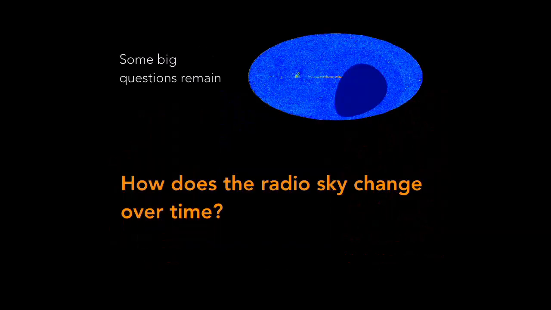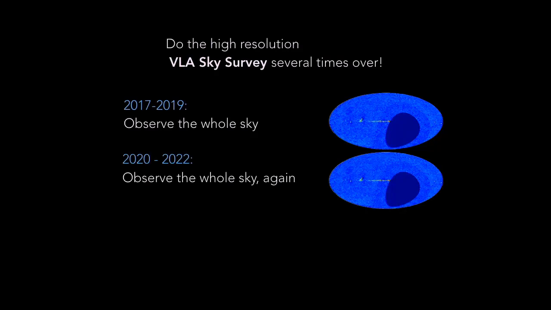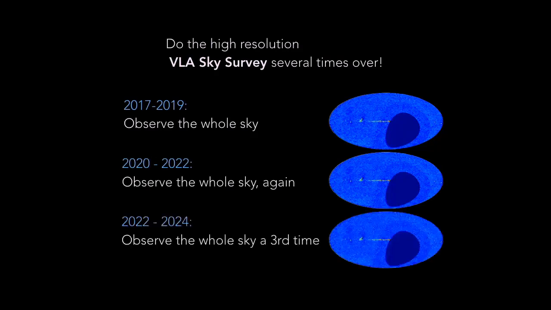Another big question is, NVSS only had one observation of any particular part of the sky. But the sky actually does change over time. How does it change over time? The VLA Sky Survey is going to look at the entire sky several times over. From 2017 to 2019, actually finishing up at the end of the month, it's going to look at the entire sky for the first time. 2020 to 22, it's going to look at it again. And 2022 to 2024, it's going to look at it a third time.